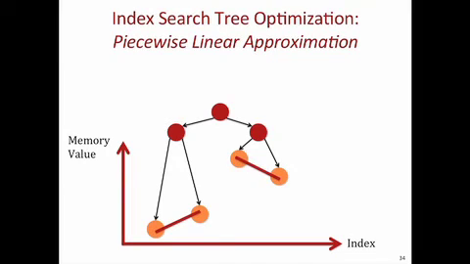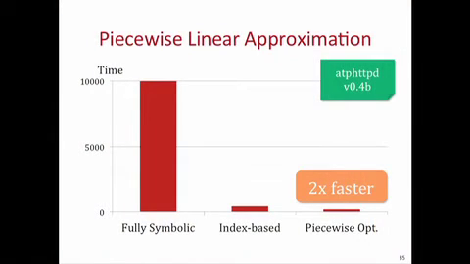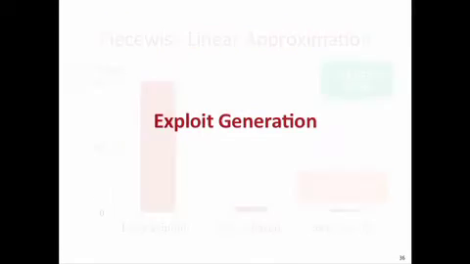The next optimization that we did is called piecewise linear approximation. The high-level idea of this optimization is that we can represent actual memory values as a set of linear functions. So in the previous example, we can represent memory values as two different linear functions. Then by reducing the size of the formula using these linear functions, we can speed up our exploit generation by twice as fast. Now, in the rest of the talk, I'm going to talk about our exploit generation results.